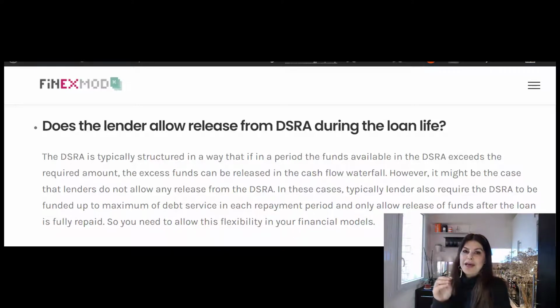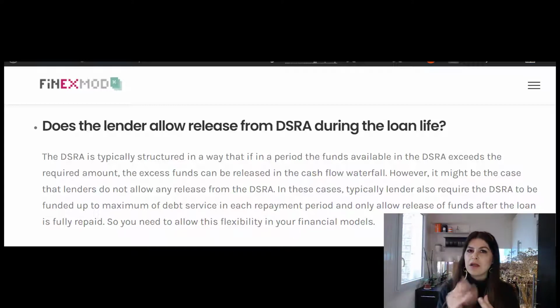So if there is any excess cash, you're not allowed to tap into the reserve account. You need to lock it. So it's kind of like a chunk of money sitting in an account. And if there are no problems, basically it's just money sitting in cash and it's not being used, in case there are problems in future.